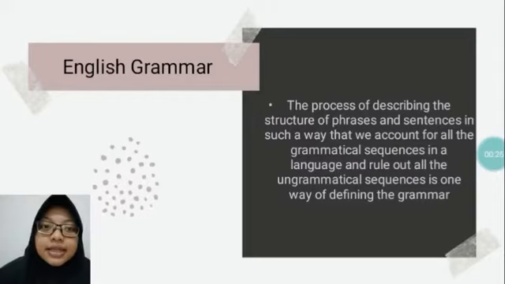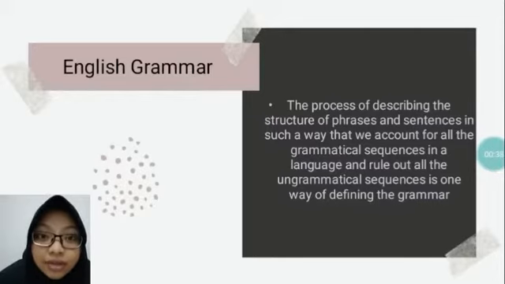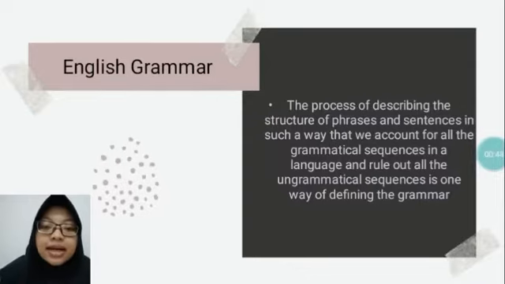First, English grammar. Grammar is the process of describing the structure of phrase and sentence in such a way that we account for all the grammatical sequences in the language and rule out all the ungrammatical sequences. Each language has a different way of forming the grammatical phrase or sentence. Studying grammar in this way has a very long tradition.